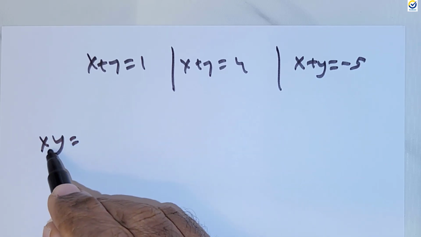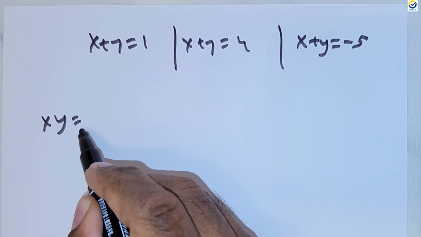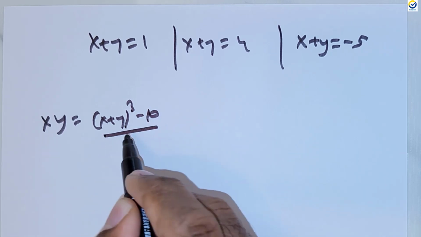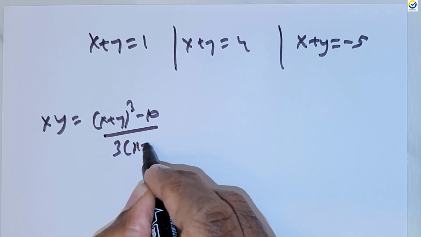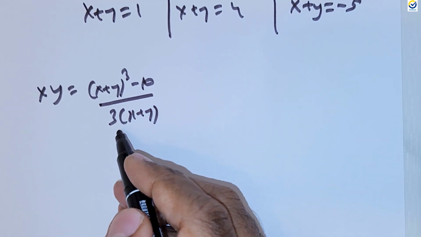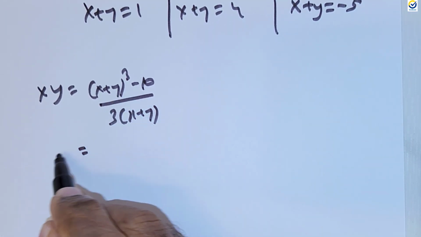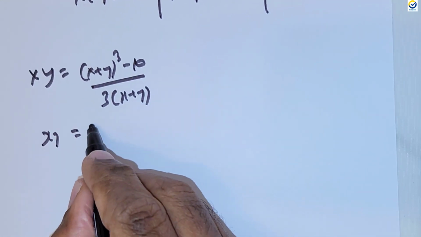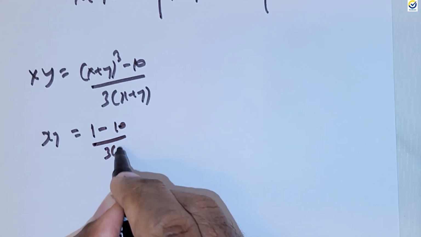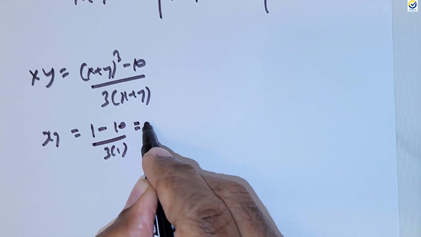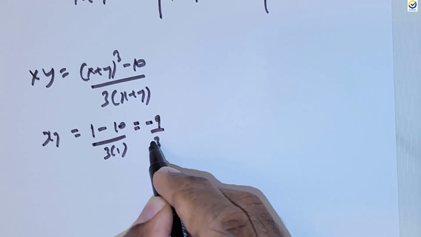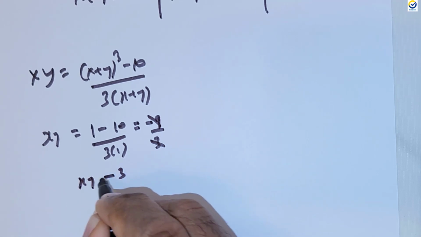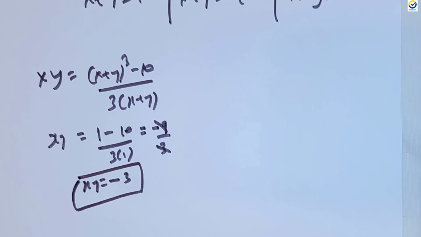Now if you remember, we have this formula that x times y is (x plus y) the whole cubed minus 10, divided by 3 times (x plus y). This was the formula we obtained. So if I substitute x plus y equal to 1 over here, this would give me 1 minus 10 divided by 3 times 1, and that's going to be -9 over 3, which gives me -3. xy is equal to -3 for this case.